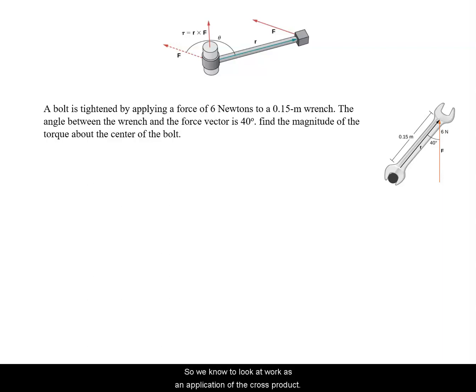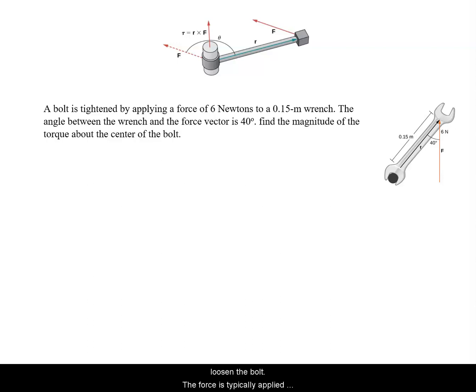So we now want to look at torque as an application of the cross product. And if we look at this diagram here, we have a bolt with a type of wrench. R is the length of the wrench or the lever arm. And you're most likely familiar with trying to either tighten or loosen a bolt.